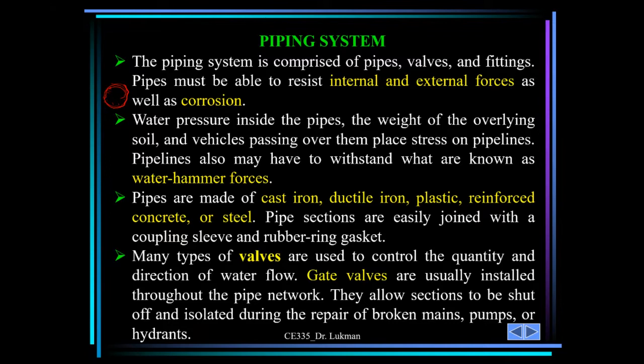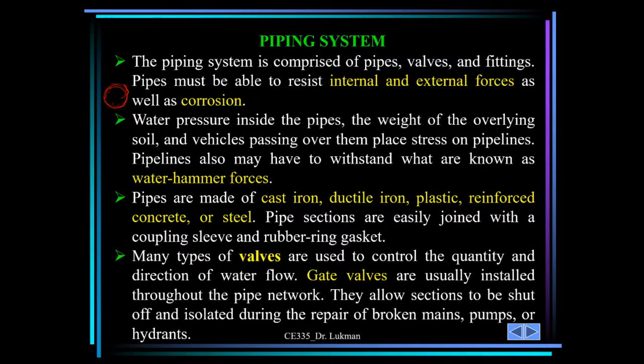Many types of valves are used to control the quantity and direction of water flow. One of them is called gate valves. Gate valves are usually installed throughout the pipe network. They are called gate valves because just like a gate allows cars to flow in and out of your apartment compound, the gate valve also allows water to flow in and out of the pipeline.